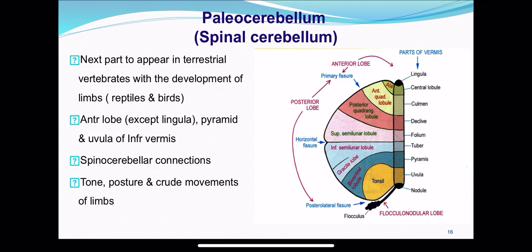The anterior lobe, except lingula, but including the pyramid and uvula of the inferior vermis, will form the components of paleocerebellum or spinal cerebellum. It is concerned with spinocerebellar connections, which maintain tone, posture, and crude movements of limbs. So paleocerebellum is the next part to appear in terrestrial vertebrates with the development of limbs in reptiles and birds. It includes the anterior lobe, except lingula, but the pyramid and uvula of the inferior vermis, and has more spinal cord connections to maintain tone, posture, and crude movements of limbs.